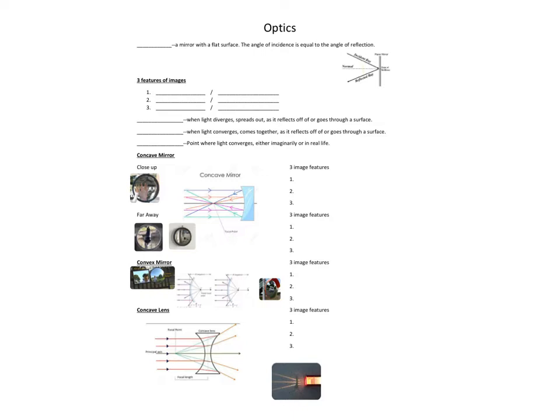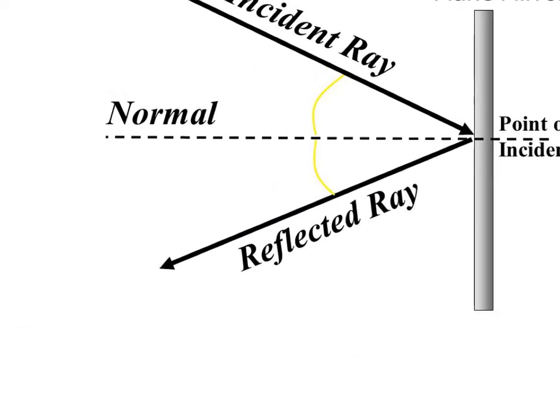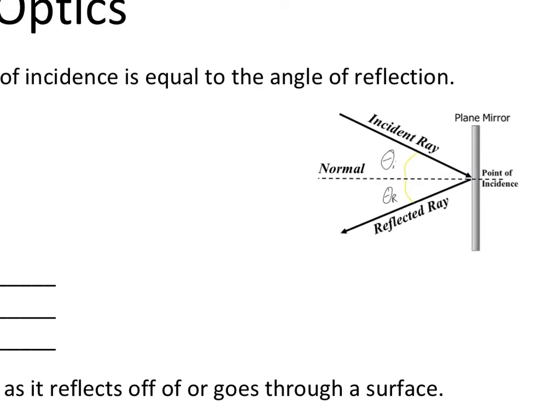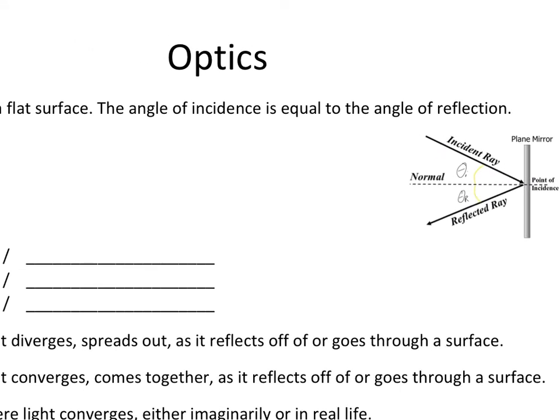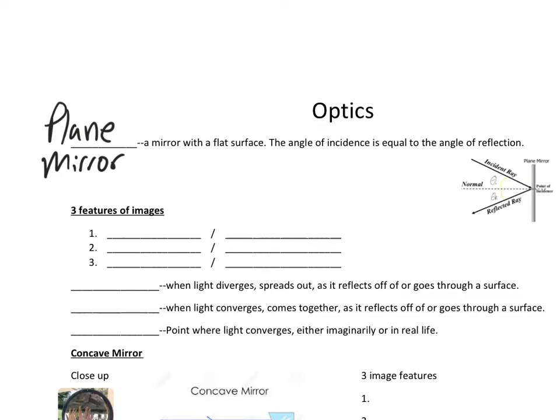So to start with, there's something called a plane mirror, and that's plane like the surface, not plane like as in it's a boring one. The angle of incidence is equal to the angle of reflection. We've talked about this before, but basically the angle that it comes in at is the same as the angle that it leaves at. And that's really all you need to know. Angle of incidence is equal to the angle of reflection in a plane mirror. There's not much more to it than that.